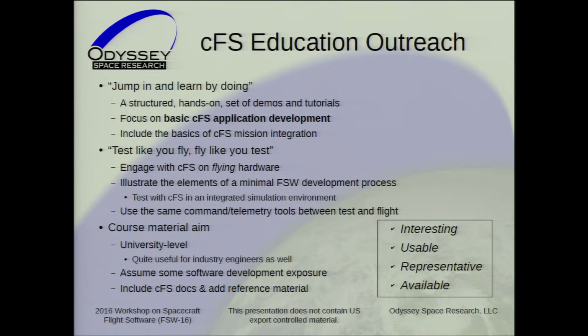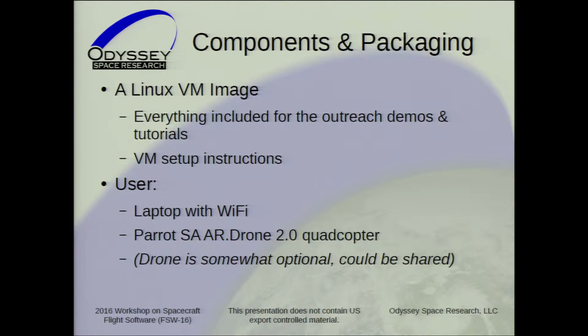So the goals: make it interesting and usable, make it representative of a minimal flight software process with all the different things that you would include, and let's get it out there and make it available. Like many others, we went with the Linux VM image. Everything's there for the demos and tutorials. We basically want to deliver just a VM and some basic setup instructions, and the user shows up with a laptop with Wi-Fi, which is how you connect to the drone. We're going to talk about the drone we selected, which is a Parrot AR Drone 2.0 quadcopter. And actually, as it came out in the end, the drone is somewhat optional.